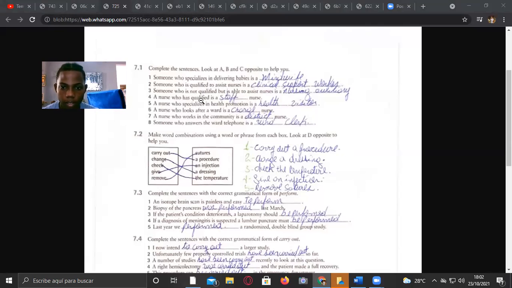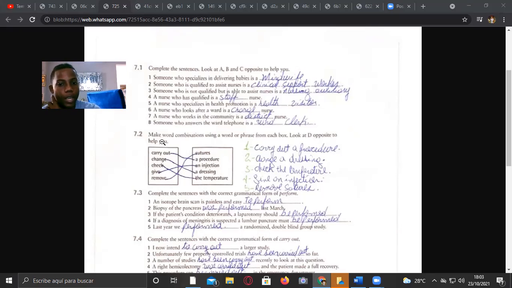A nurse who has qualified is a staff nurse. A nurse who specializes in health promotion is a health visitor. A nurse who looks after a ward is a charge nurse. A nurse who works in the community is a district nurse. And someone who answers the ward telephone is a ward clerk.